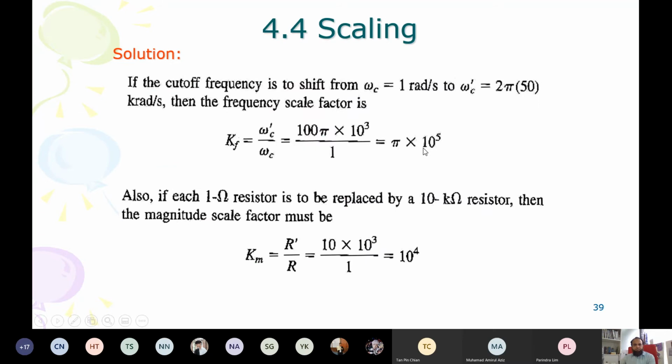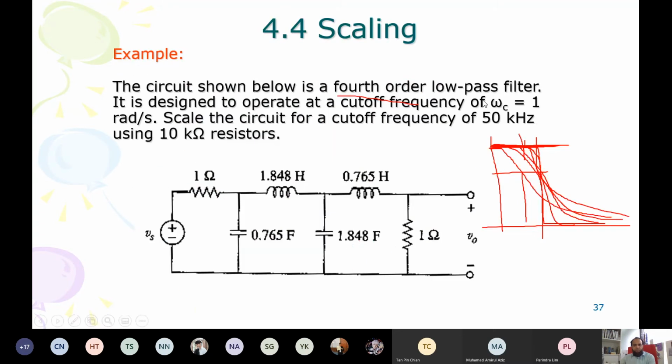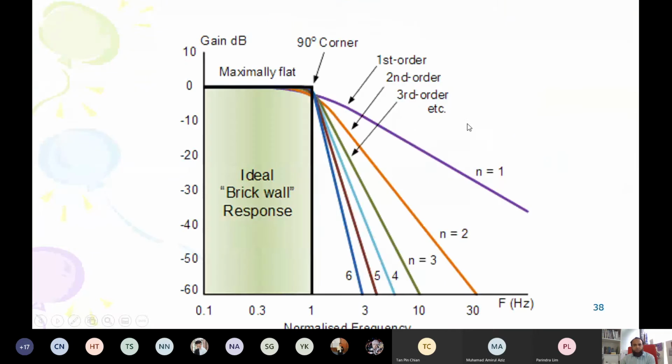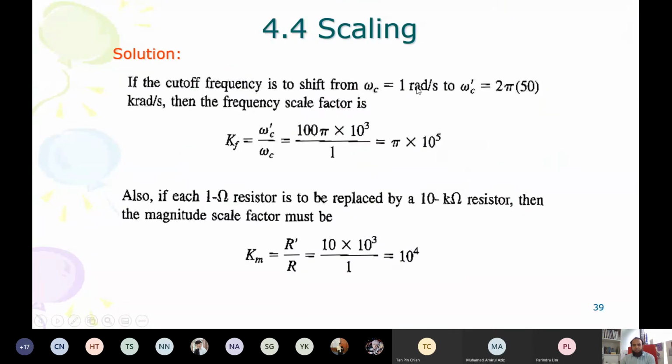All right, what is the question? Okay, omega C is designed to operate at a cutoff frequency of omega C1. Scale the circuit for a cutoff frequency of 50 kilohertz. Don't get mixed up between radians per second and hertz or kilohertz. This is the frequency that we want to operate at, omega C prime = 2π·50 kHz. It was actually 1 radian per second.